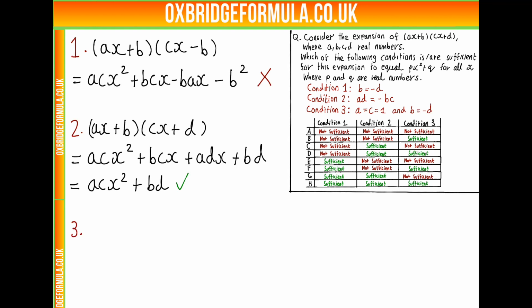So now, finally, condition 3. So a equals c equals 1, and b equals minus d. So we can sub all this straight away. We've got (x + b)(x - b), because a and c are 1 and d is minus b. Which is x squared minus b squared, because it's a difference of 2 squares, which is very clearly in the form px squared plus q, because we take q as equal to minus b squared. And so condition 3 is sufficient as well.